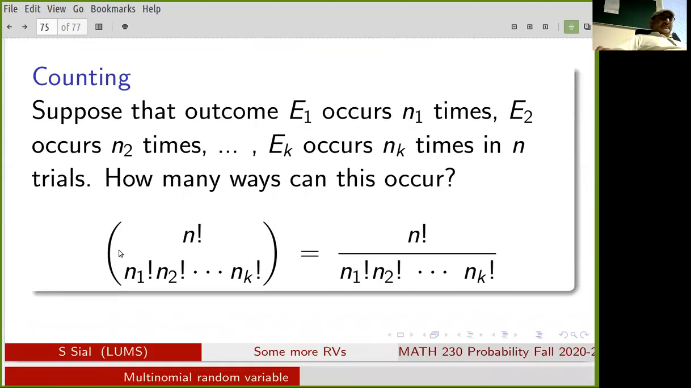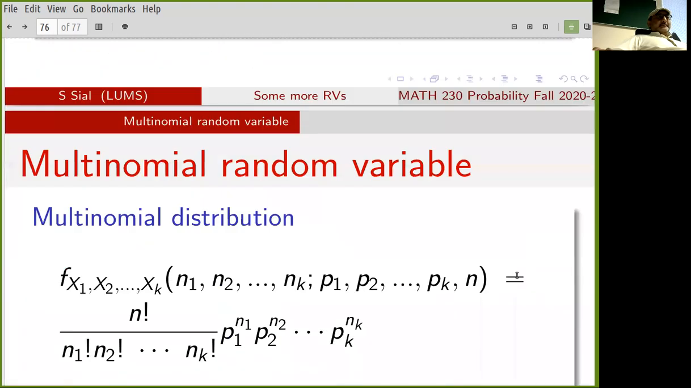And we might use this notation on the left. I always use the one on the right. Anyway, these are multinomial coefficients defined on the left here. So that's the number of ways of getting E1 to occur n1 times, E2 to occur n2 times, up to Ek to occur nk times. That's n factorial divided by n1 factorial divided by n2 factorial and so on up to divided by nk factorial.